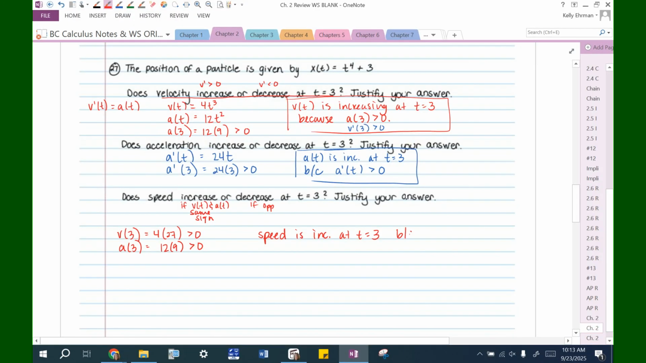And my justification is because v of 3 is greater than 0 and a of 3 is greater than 0. The velocity is in the positive direction and the acceleration is making the velocity increase in the positive direction. So you are going faster. If they're working against each other, if they're opposite signs, the speed would be slowing down.